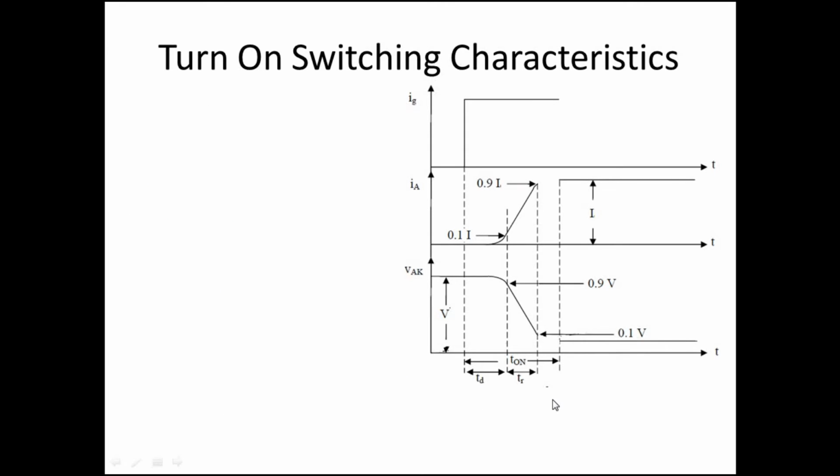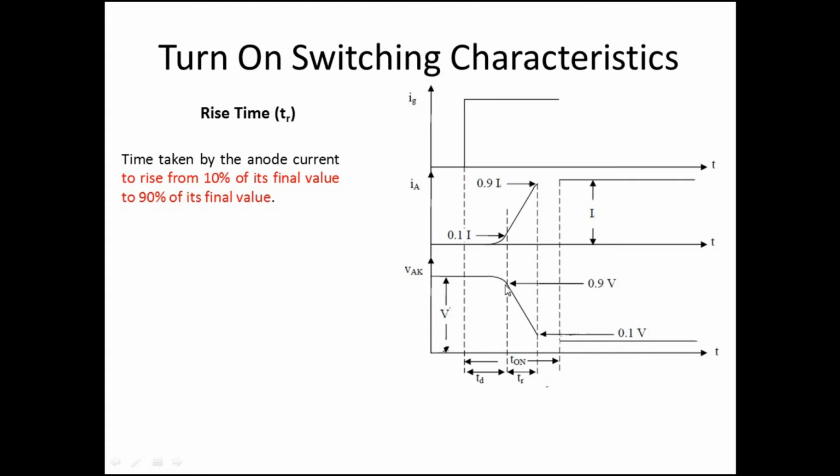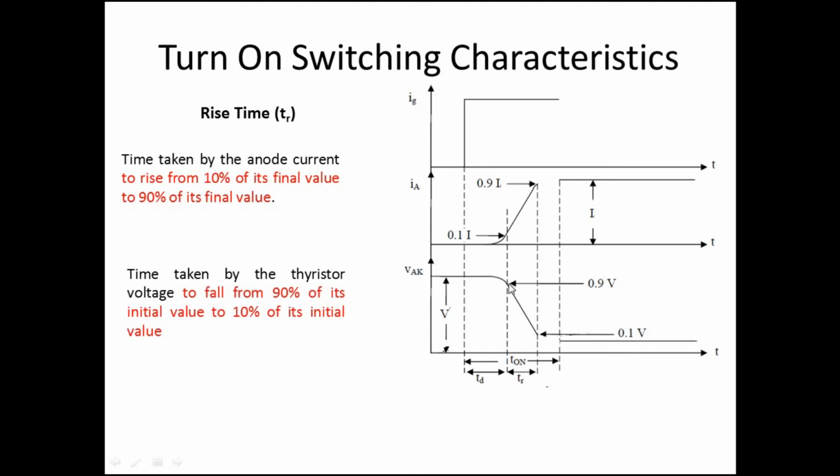Next is rise time. In rise time, the anode current rises from 10% to 90% of its final value, and the voltage will fall from 0.9 V to 0.1 V of the initial value, and the conduction area becomes wider. More, because the gate current is supplying more electrons to the depletion region. So the conduction area becomes large, and because of that this much increase in current is experienced.